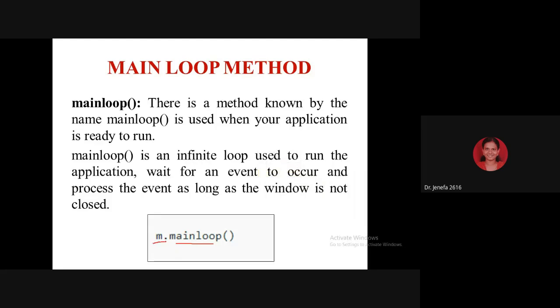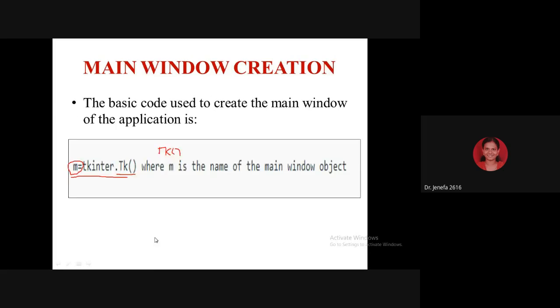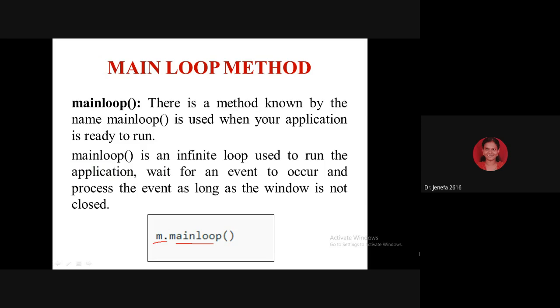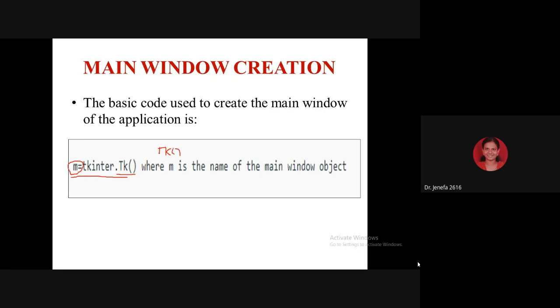We need to use the object that we created for the main window. Previously in this slide we used the object name m equal to tkinter.Tk(). With the same object name we need to call the mainloop() function, so m.mainloop(). So these are the two main functions we need to use when we create widgets in the tkinter module. Fine.